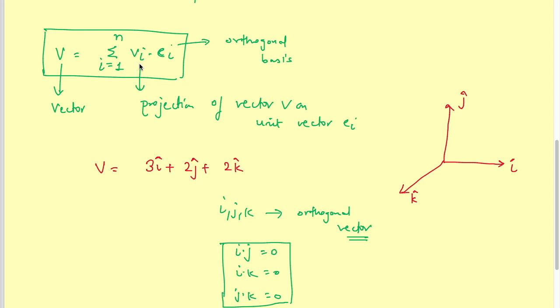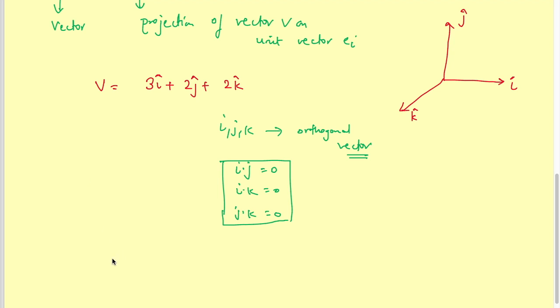Now see, what is Vi in this case? If we take the dot product of V with i, it will give me Vi. So 3i plus 2j plus 2k multiplied by i will give the projection of this vector on this orthogonal basis, which here is 3.